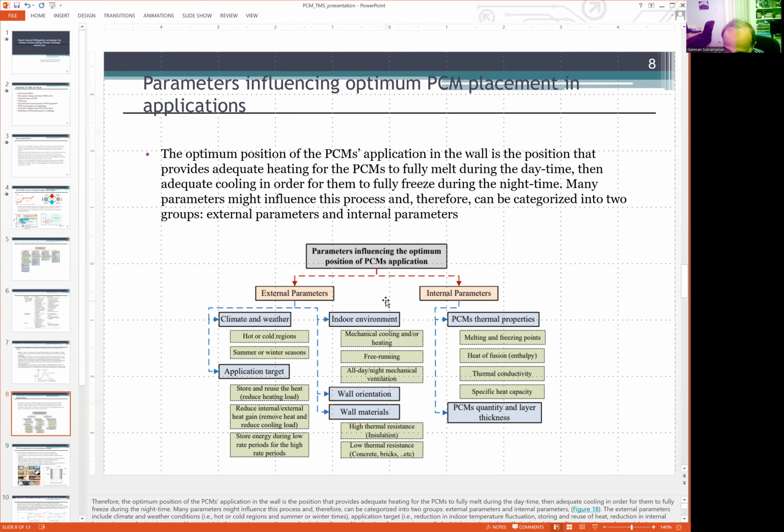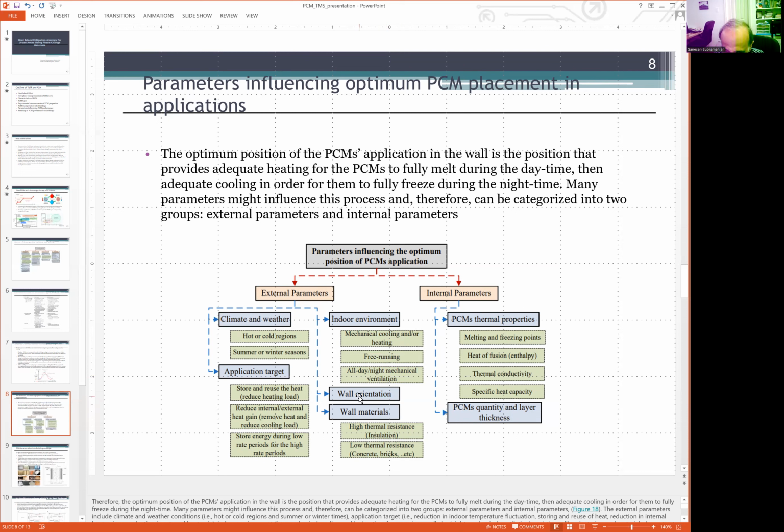And the indoor environment: in fact, the parameters are, do we want to use mechanical cooling and or heating, or do we want free cooling, like the natural convection mechanism we discussed earlier, or do we need all day, night mechanical ventilation? Now, this will influence the placement. For example, if you're using an air conditioning type system, we might need a ceiling to have PCM.